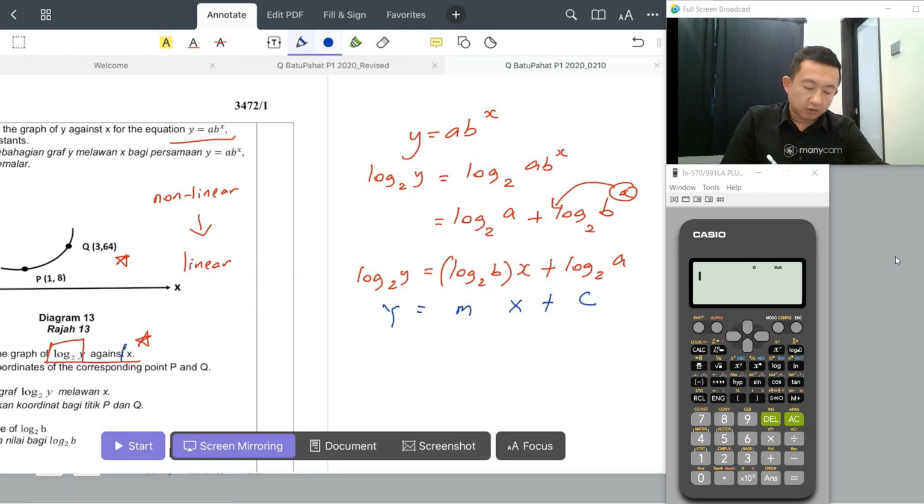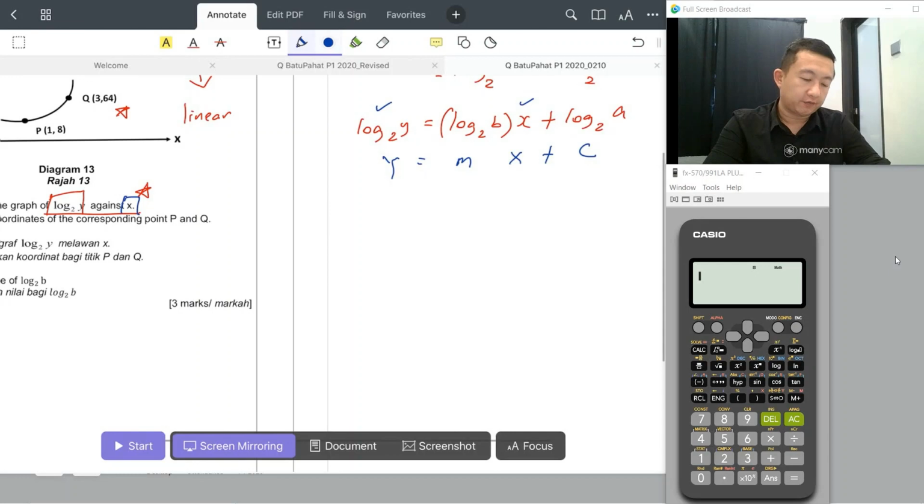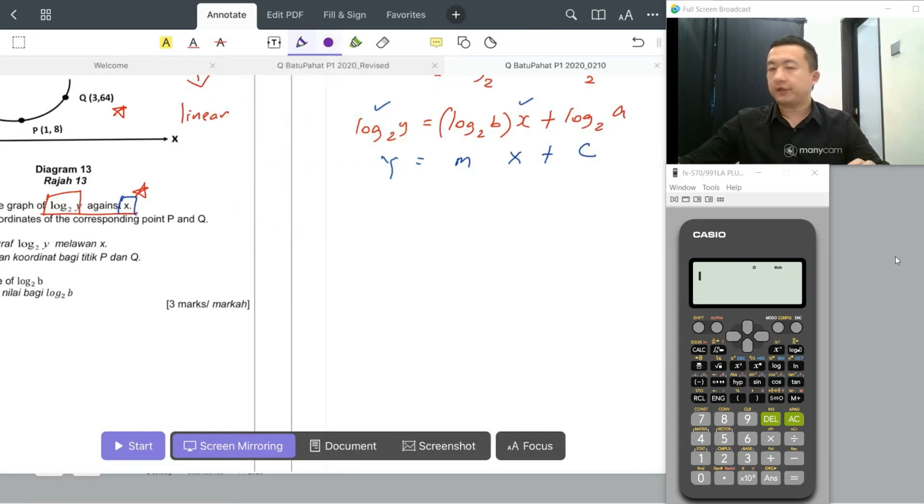Because of this log 2y against x. So this is log 2y, your vertical axis. This is your x, your horizontal axis. Capital Y and capital X. So this is the formula, non-linear to linear form. So you need to sketch the graph. So sketching the graph, first you can draw the axis.